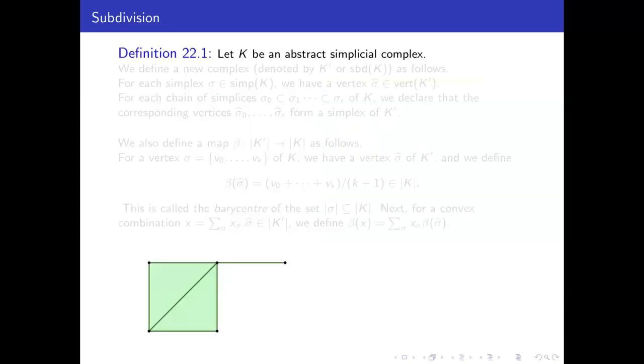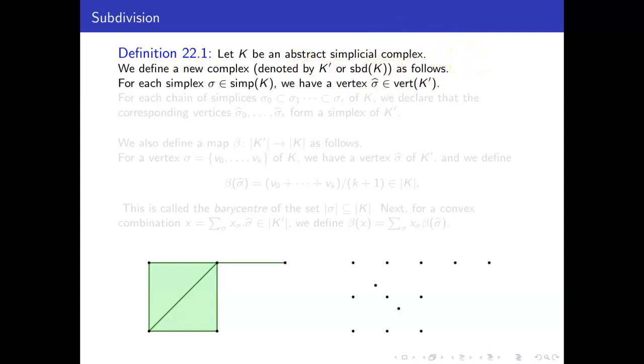So the general rule is like this. Given an abstract simplicial complex K, you're going to define a new complex, which is usually called K prime or sometimes Sd K, as follows. As in the previous slide, for every simplex sigma of the original complex K, we get a vertex sigma hat of the new complex K prime.